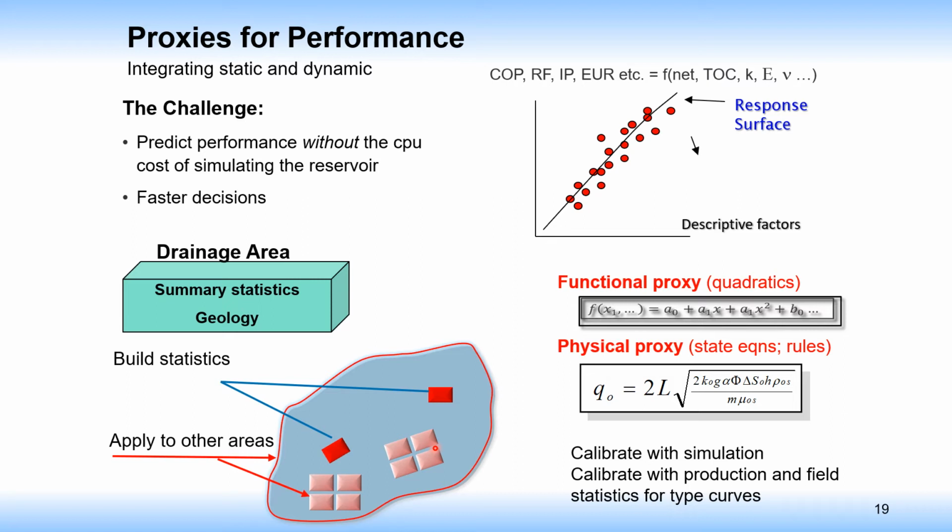pads, and predict performance. And these proxies can be response surfaces, either from functions, quadratics, and the uncertainty built with experimental design. Others might use rate equations and physical proxies, so using state equations. So this can be calibrated with simulation, with production and field statistics, and these might also be commonly called type curves, but we're talking proxy models.